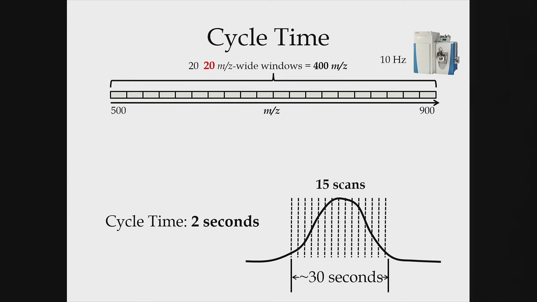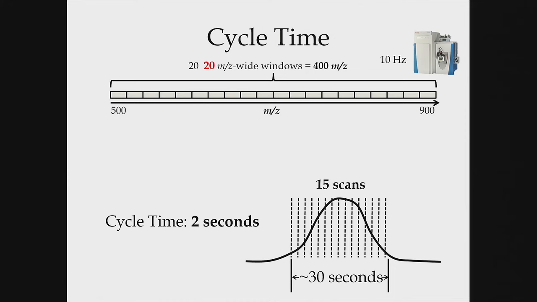So if we're scanning at 10 hertz and we need to sample the peak every 2 seconds, that means we can use 20 scans total, because 20 scans at 10 hertz is 2 seconds. So that's what I've shown here. If we're covering 500 to 900 with these 20 mass to charge wide windows, that means we'll be able to hit that cycle time.